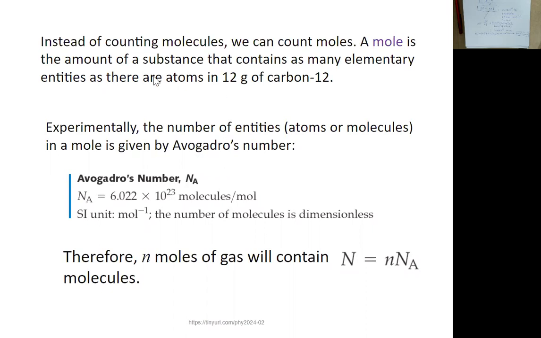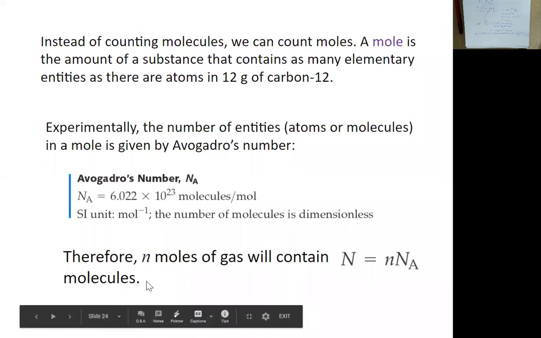So a mole is defined as the amount of substance that contains as many elementary entities as there are atoms in 12 grams of carbon-12, okay? So 12 grams of carbon-12, the number of atoms there, that's 1 mole, okay? So it turns out to be this number. This number is also called Avogadro's number, okay? Capital N sub A, all right? And the unit is, this is called 1 mole. Okay, so mole is my inverse.